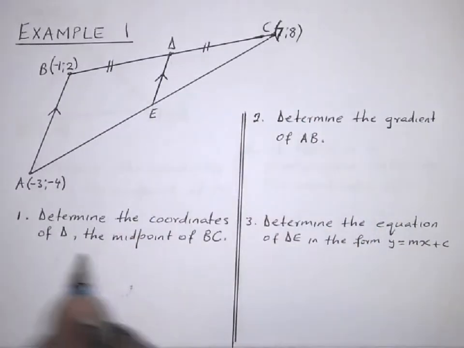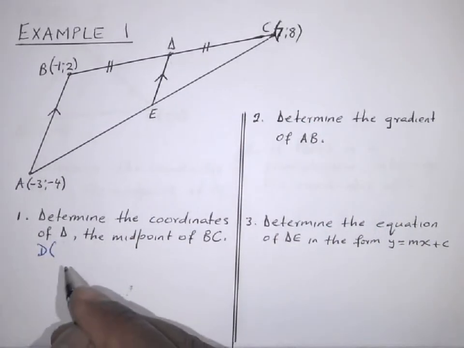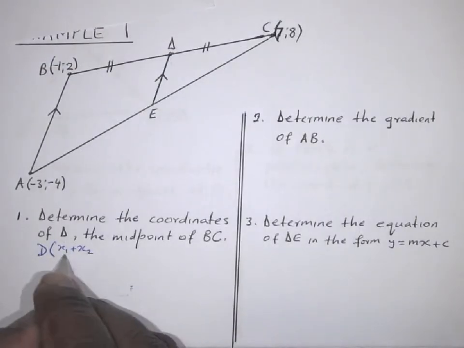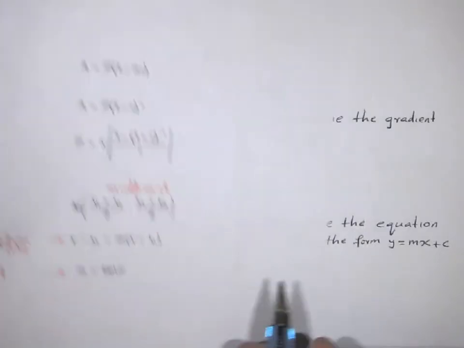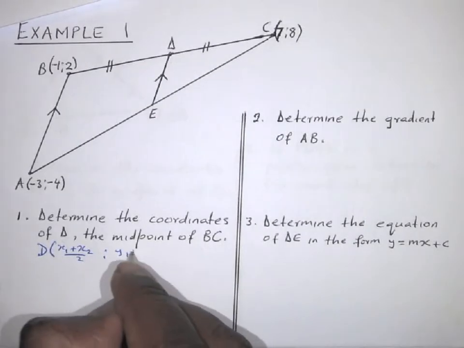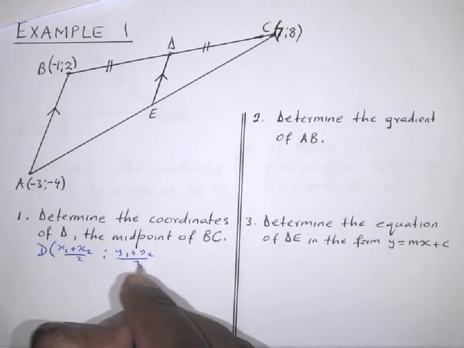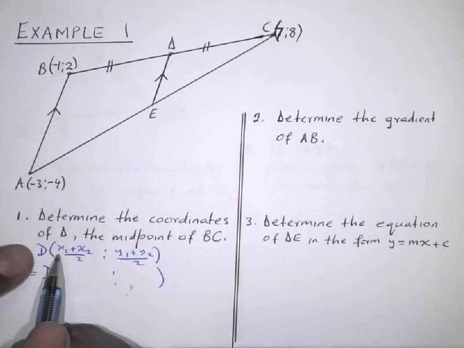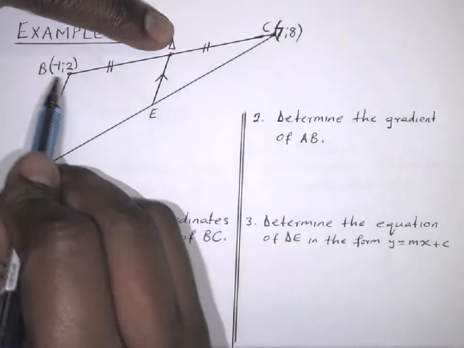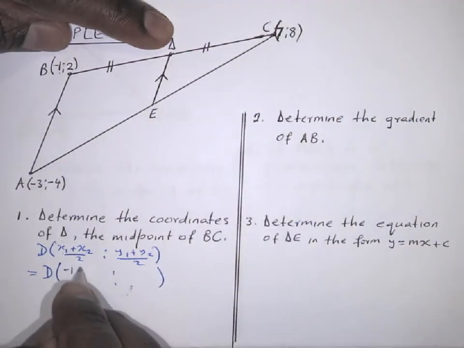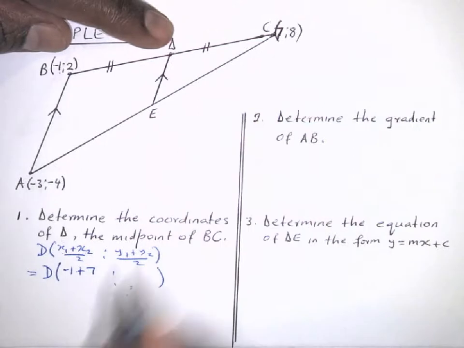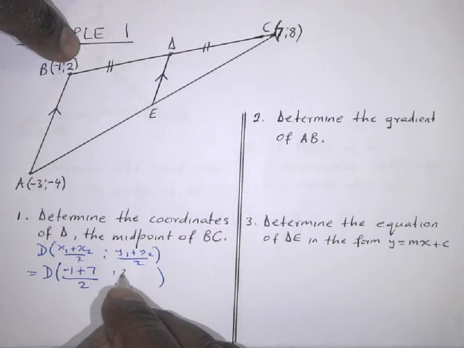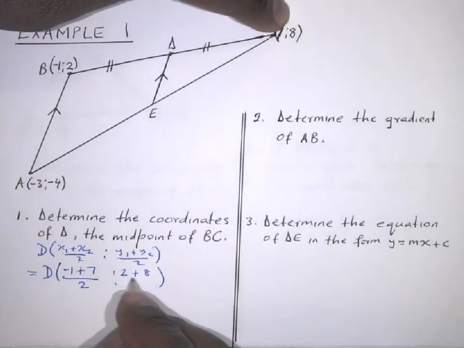So now we are talking about point D, so we'll say D, then we open the bracket, we say x1 plus x2 divided by 2, and then y1 plus y2 divided by 2. So it means that now we'll have the coordinates by using this formula. So for D, I'll have x1 plus x2, so it's minus 1 plus the 7 over there, that's the x. We divide by 2, and then we take the y1 on this side here, so it's a 2. You add the y there, which is 8, then divide by 2.